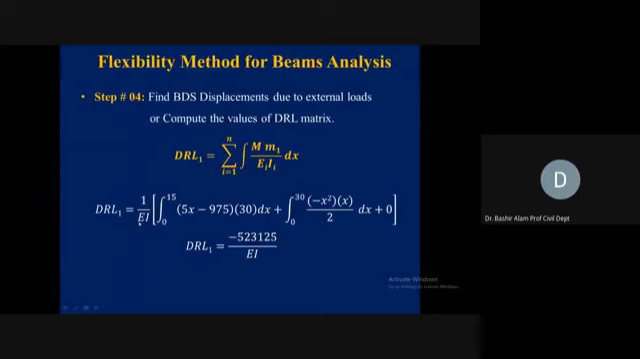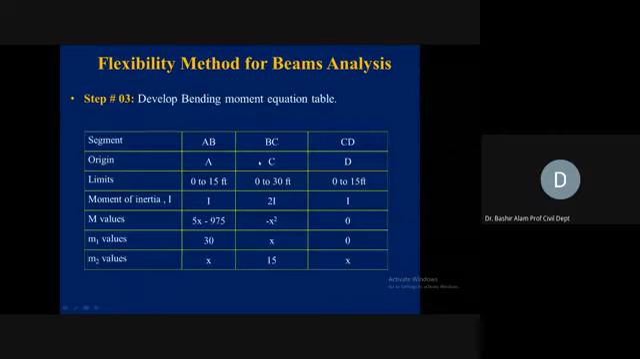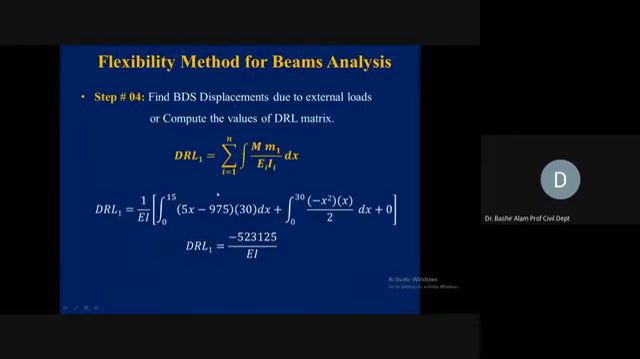So EI we took common now. Plus 0 for member 3. Why is it 0? Member 3 is here, so 0 times 0 comes to 0, and that is why we are writing 0 there. Then minus x square times x. Now we find the product, put the limits in, and we get this number. DRL1 is equal to minus 523,125 divided by EI.